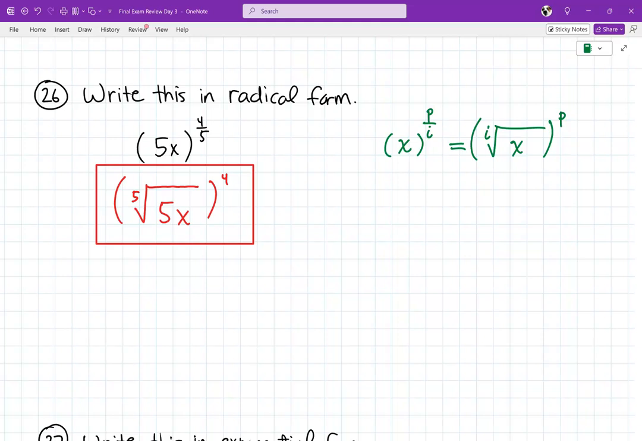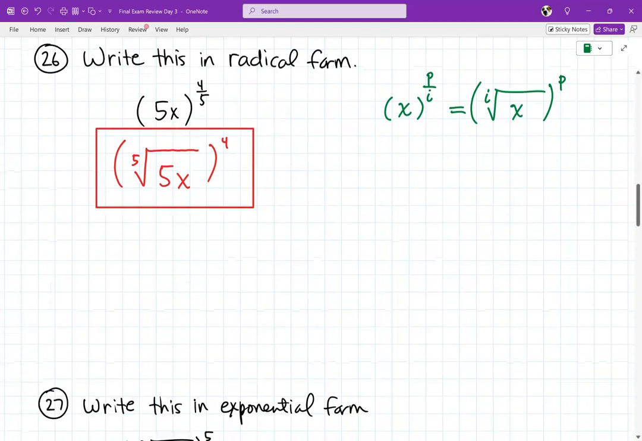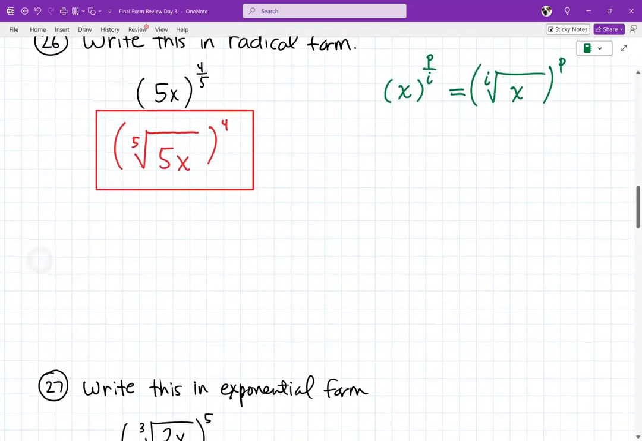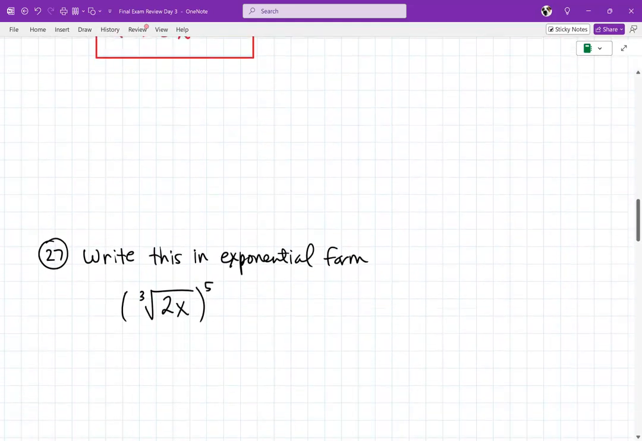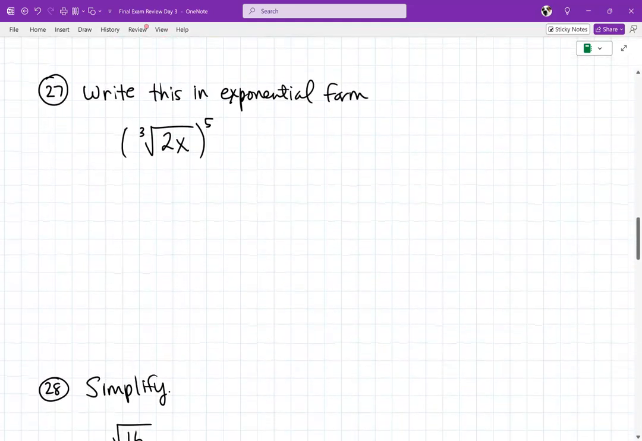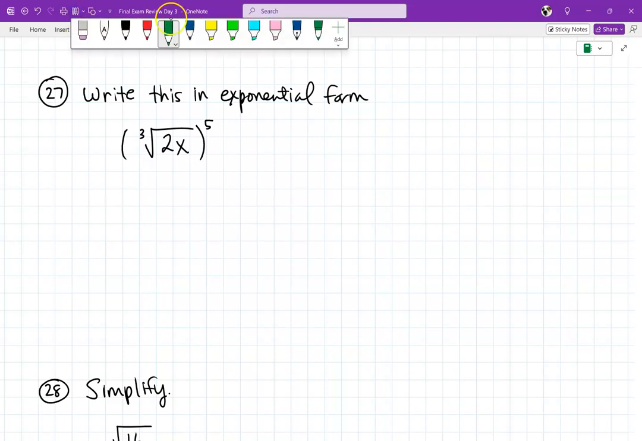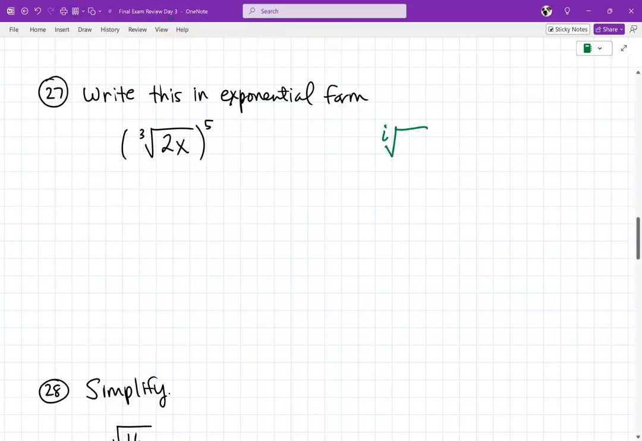For number 27, we're going to use the same formula. x to the p over i equals the ith radical x to the p power. But this one says, here it is in radical form, write it in exponential form. So I guess if I were to write the formula again, but just backwards, they're saying, look, you have this, write it like this. That's what they want us to do.